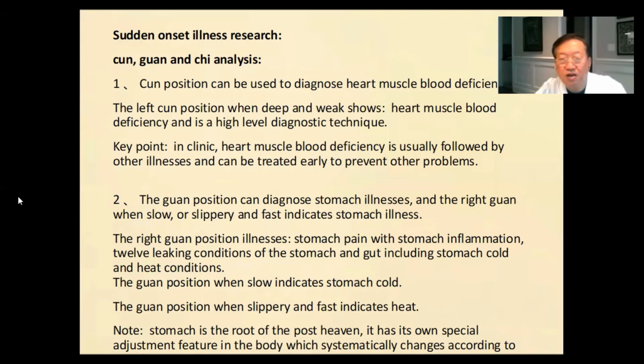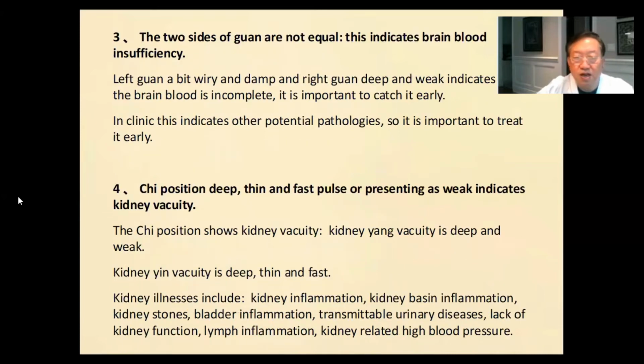Note: stomach is the root of the post-heaven. It has its own special adjustment feature in the body, which systematically changes according to specific principles. 3. The two sides of Guan are not equal. This indicates brain blood insufficiency. Left Guan, a bit wiry and damp, and right Guan, deep and weak, indicates that the brain blood is incomplete. It is important to catch it early.